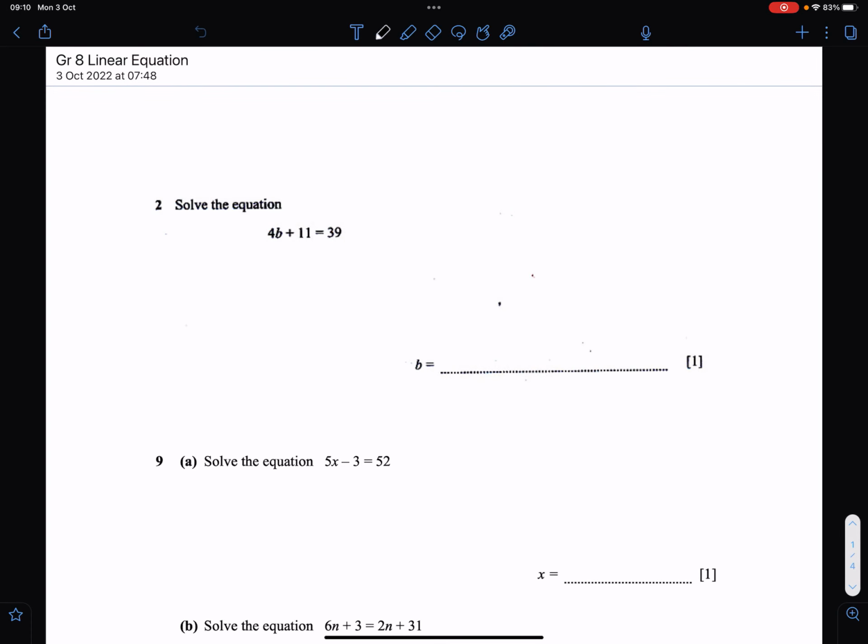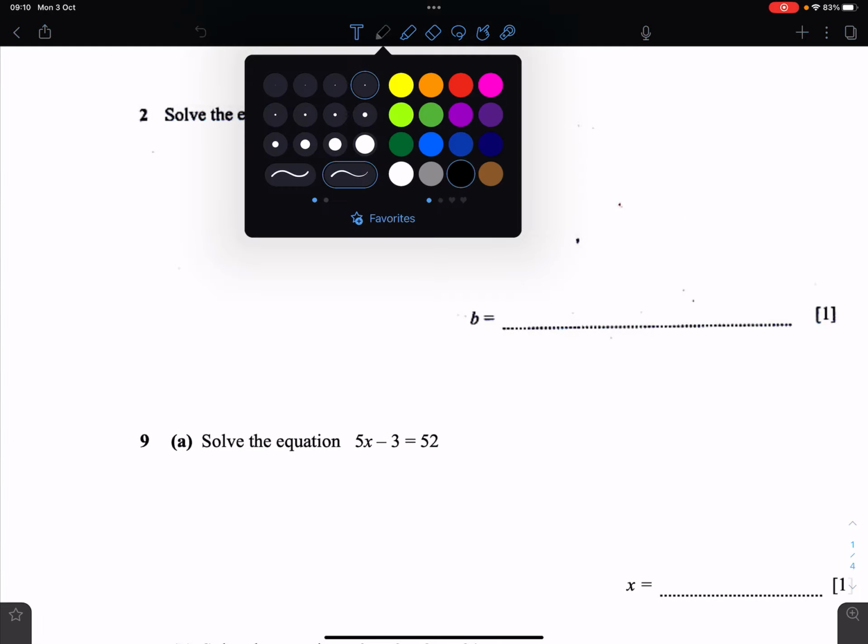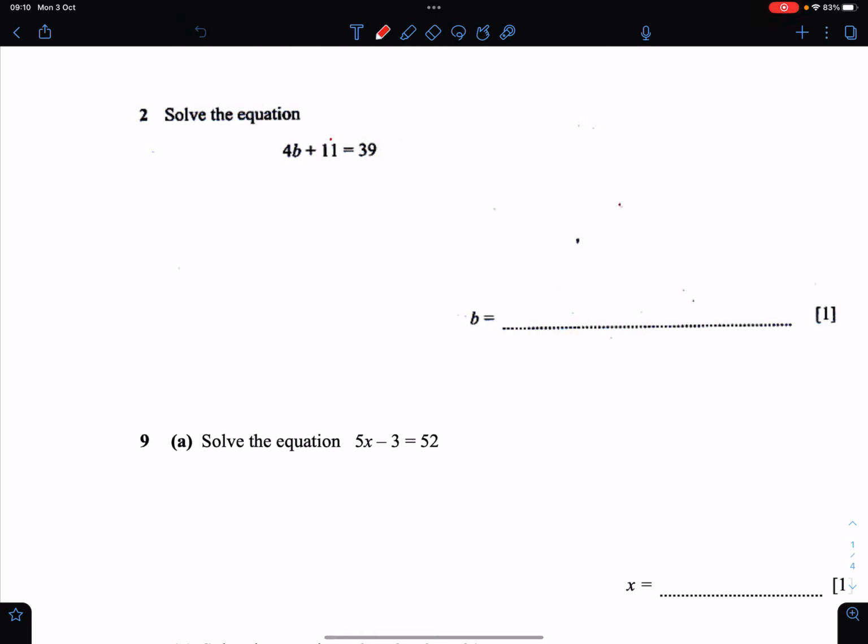Well, the first question tells us to solve the linear equation, obviously. 4b plus 11 equals 39. So if you remember, the way to do this, we just did yesterday, is basically moving 11 to the other side. It was our second way to do, first way to do that. We just solved this in two different ways.